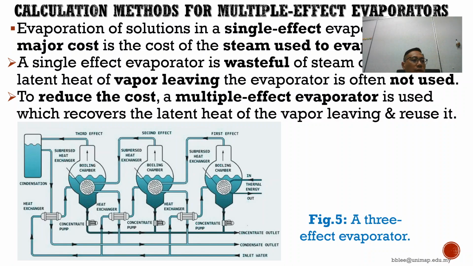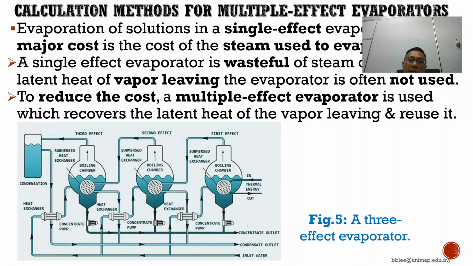So we look at the calculation methods involving multiple effect evaporators. Evaporation of solutions in a single effect evaporator: a major cost is the cost of the steam used to evaporate water. If we use one single effect evaporator, the majority of the cost of the process comes from the steam usage, the steam cost.